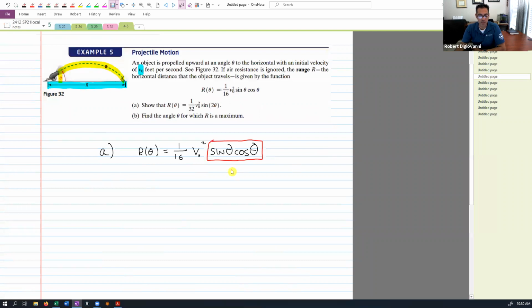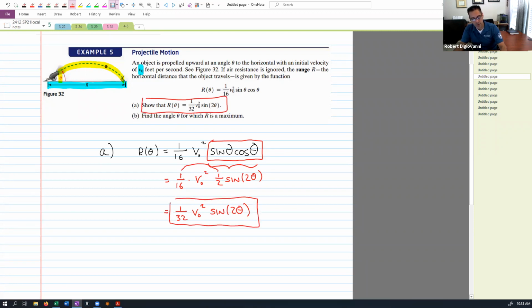So all we're doing is replacing this with 1/2 sine 2 theta. And then we still have in front of it v sub 0 squared, and we still have 1/16. Now, can you see how the 1/16 and the 1/2 come together to give you 1/32 v sub 0 squared sine 2 theta? You're just multiplying those two fractions together. And that's what they wanted us to show, right? Show that that's really what the function is. Any questions on that?